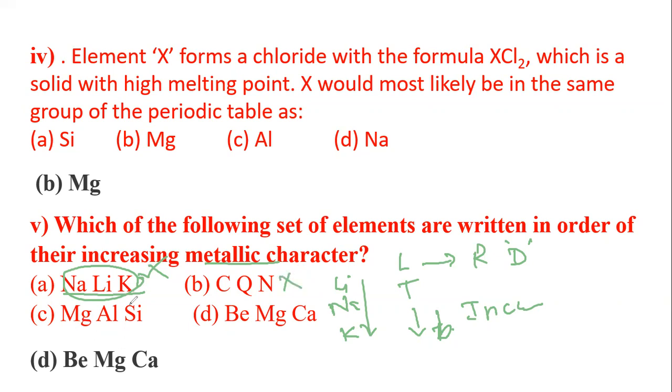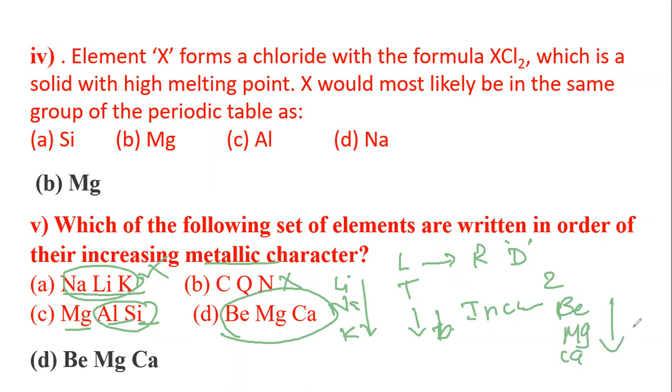Then go for it. Try to understand about the metals, metallic character. Magnesium, aluminum, silicon: no, these are not in the same group. Now go for these elements. Yes, these all belong to the same group, the second group elements: beryllium, magnesium, calcium. When you go down, the metallic character will increase. So option D will be the correct answer.